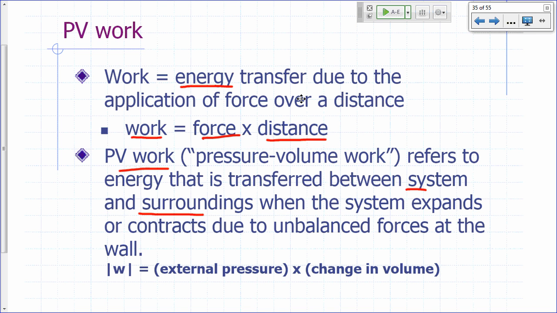Okay, when a system is expanding or contracting, what does that mean? There's an unbalanced force at the boundary between the system and the surroundings. So the amount of work that's involved there, the amount of energy that's transferred during that process of expansion or compression, is equal to the external pressure multiplied by the change in the volume. So this is P external times delta V, change in volume. So we need to adopt a sign convention here.